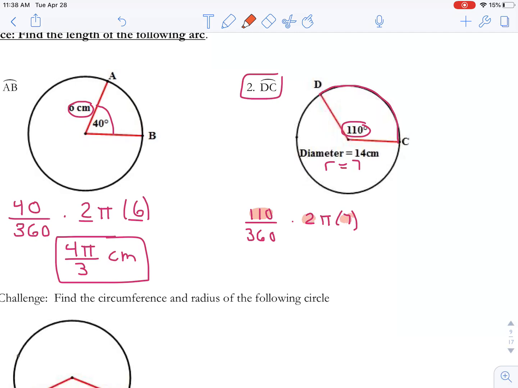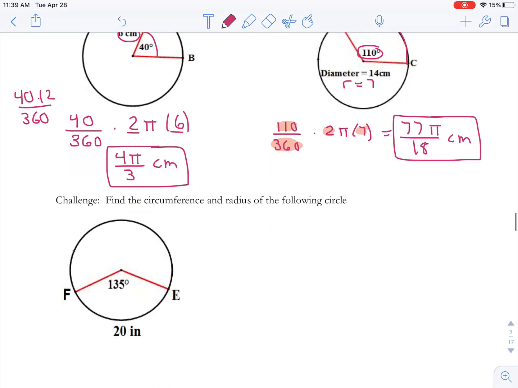And again, multiply across the top. You got your 110 times 2 times 7. Divide that by 360. Make sure we write it as a reduced fraction. And that comes out to 77 pi over 18, and that's centimeters. So again, don't do anything with the pi symbol in your calculator. We do not need to worry about that.